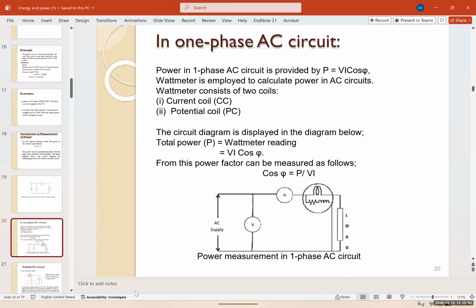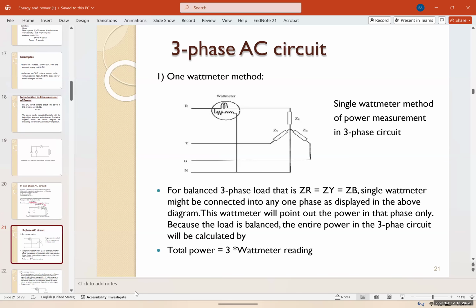In single-phase AC circuits, the wattmeter consists of two coils, the current coil and the potential coil. The circuit diagram is displayed in this diagram here. Total power would be the wattmeter reading, which is going to be VI cosine of phi. This is for an AC system. From this, power factor can be measured, the cosine of phi, which is P over VI. And you can see both the current coil and the potential coil in the system.